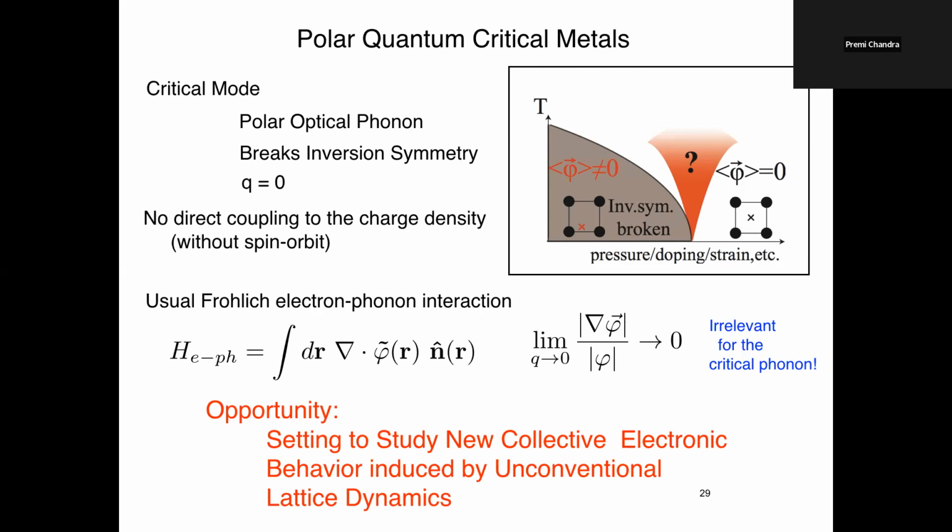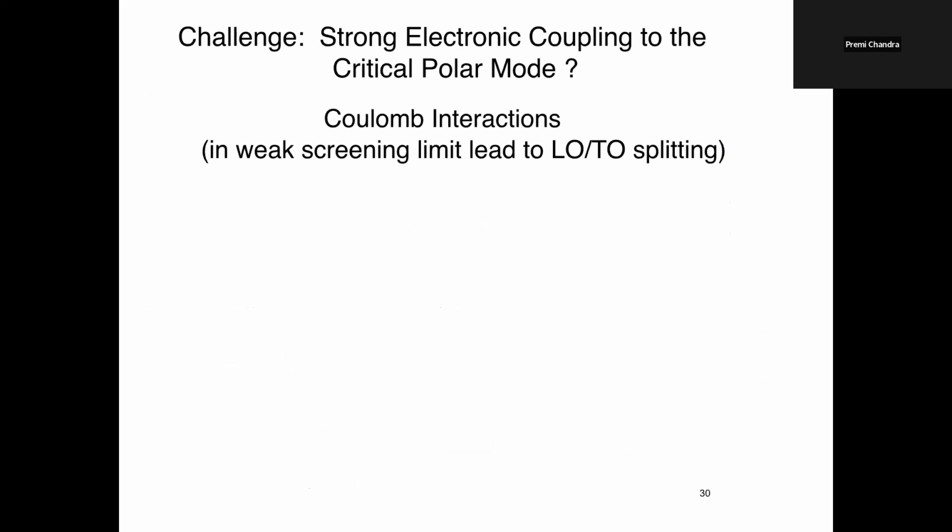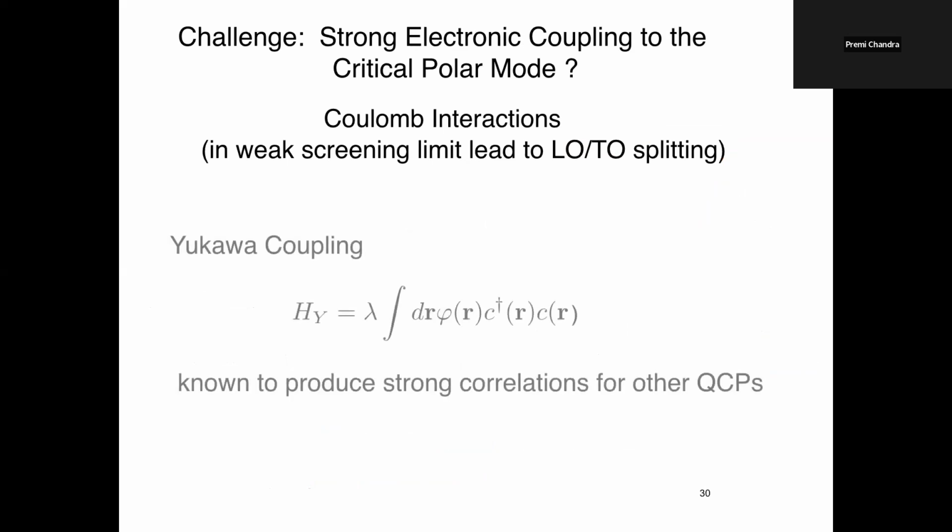So the opportunity is that we have a setting to study new collective electronic behavior induced by unconventional lattice dynamics. So the question is, can we come up with some sort of strong electron coupling to the critical polar mode? And as I was mentioning before in responding to Frank's question, here we're going to assume that in the weak screening limit, we have TO-LO screening.